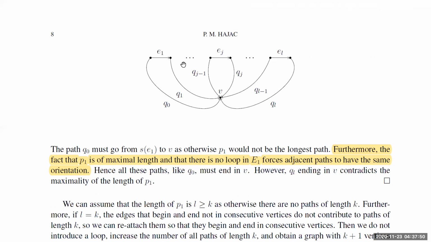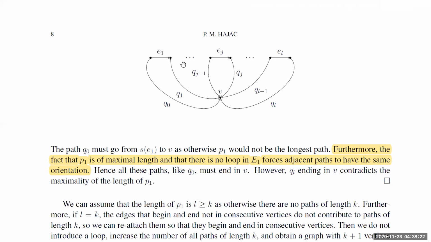So furthermore, the fact that P1 is of maximal length and the fact that there is no loop in our graph E1 forces adjacent paths to have the same orientation, right? We established that our procedure of identifying vertices cannot introduce a loop because we identify only unrelated vertices. And for starters, to begin with, we have no loops. So we have no loops and we have a procedure that cannot introduce a loop. So we have no loops, right?